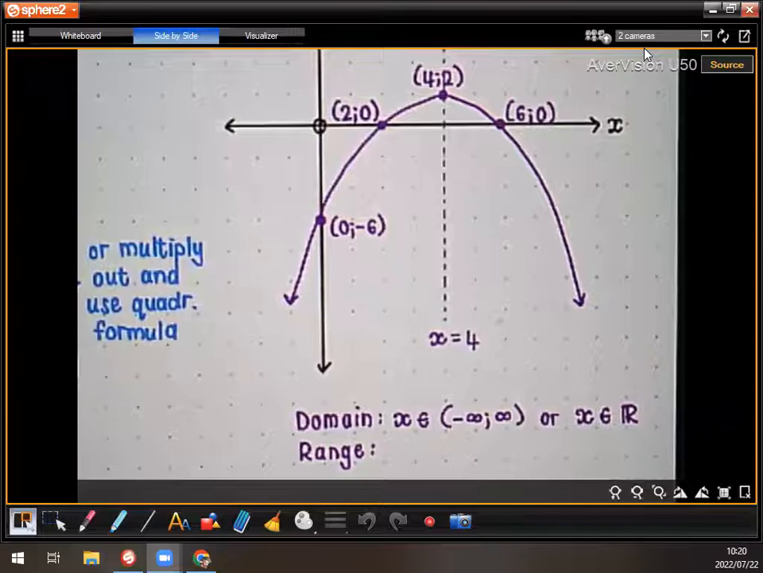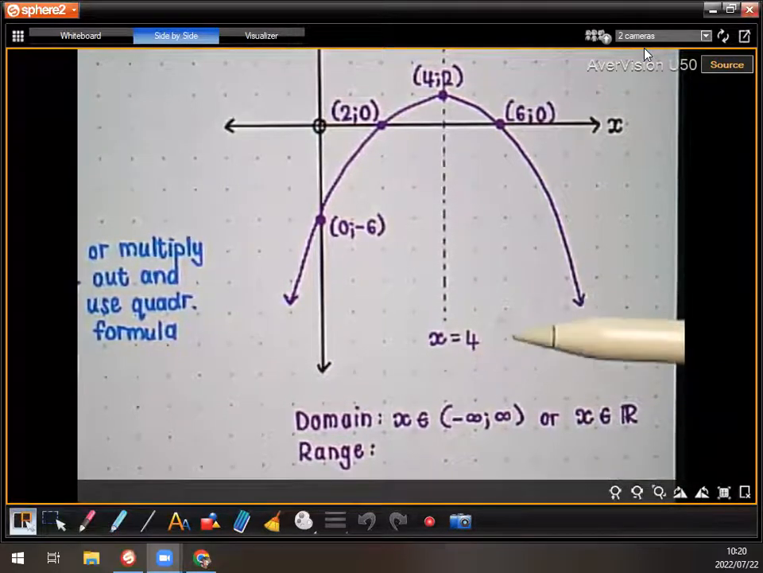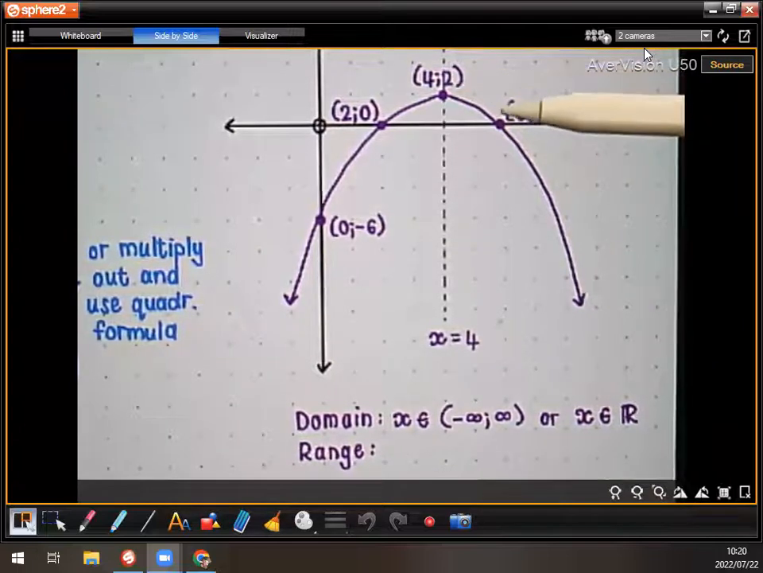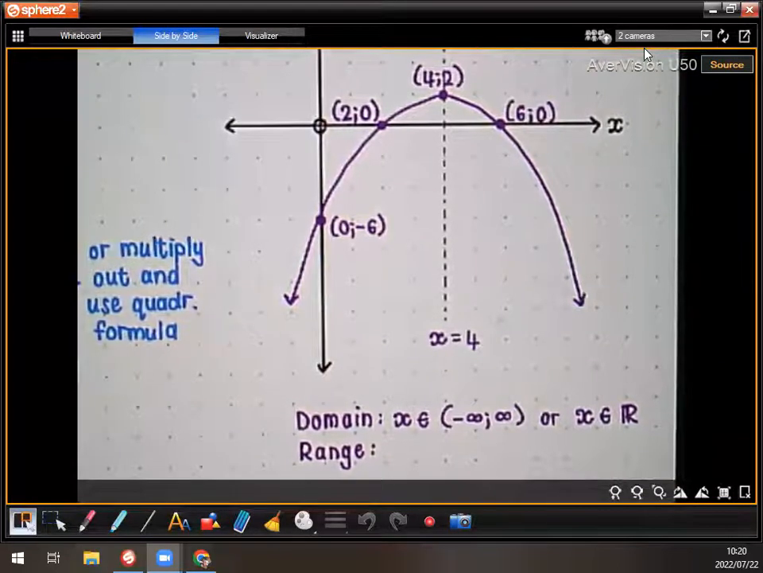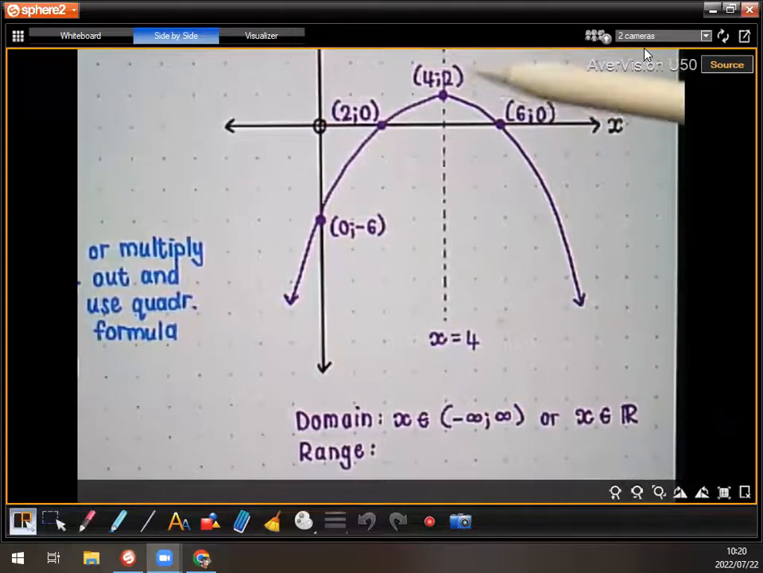Now, if we're looking at the range, do we have the lowest y value in this case? It's going to be negative infinity, right? But we do have a highest y value in this case. All right, in the previous one, because it was an upward facing parabola, we had a minimum point. Our turning point was the minimum. Now, because it's a downward facing parabola, we actually have a maximum point. Okay, so the highest y value of this graph is 2.